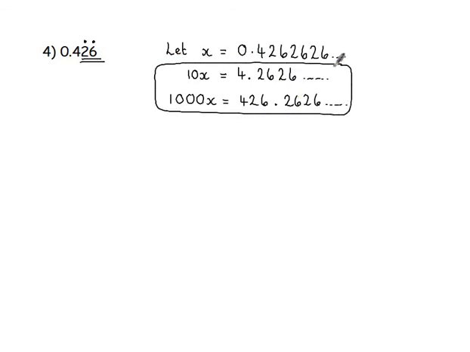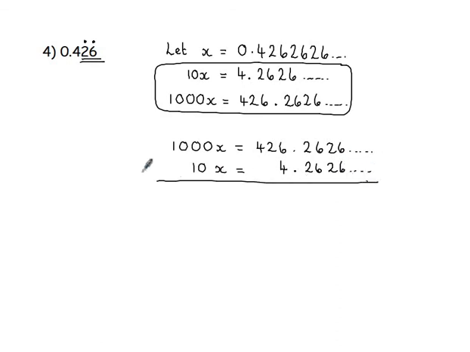We're not going to use our x equals on this one, and we're going to use our 1,000x and our 10x. Remember, put the bigger one on the top, so we're going to have 1,000x equals 426.2626. And underneath we're going to have 10x equals, remember your place value, 4.2626, etc. And subtract them. So we have 1,000x, take away 10x first to give us 990x. And then here, remember, the whole point is so these recurring decimals will subtract, so these will cancel, and then we need to subtract these.